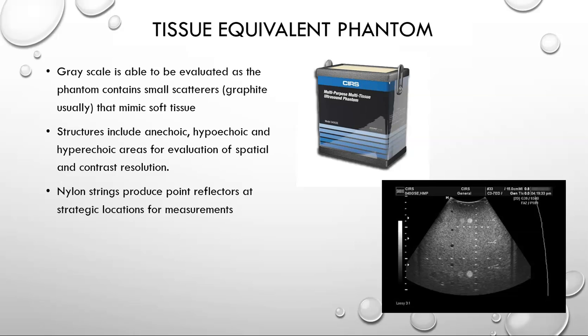The grayscale is able to be evaluated as the phantom contains many small scatterers, usually made of graphite, that mimic soft tissue. Structures include anechoic, hypoechoic, and hyperechoic areas for evaluation of spatial and contrast resolution. The point reflectors that are seen in tissue equivalent phantoms are typically nylon strings that are located throughout the phantom.